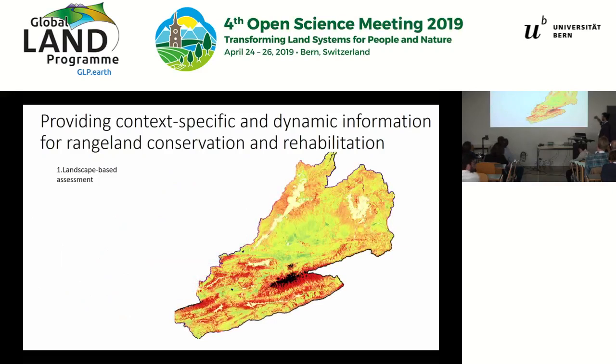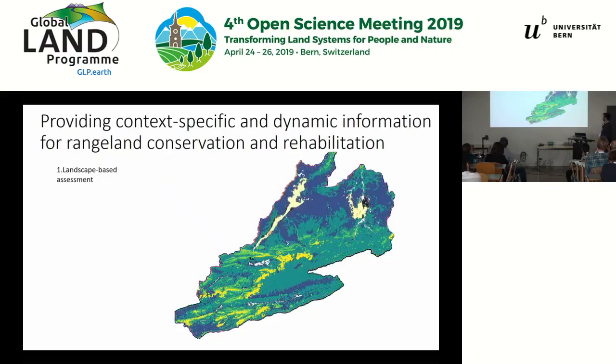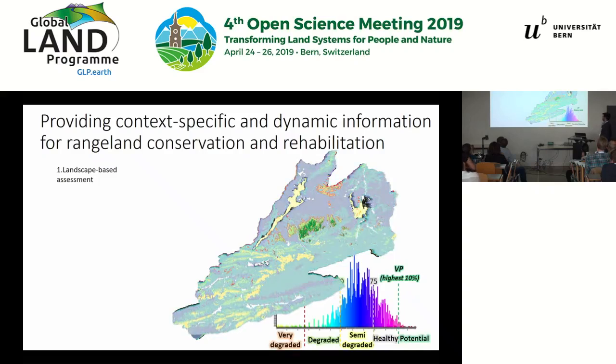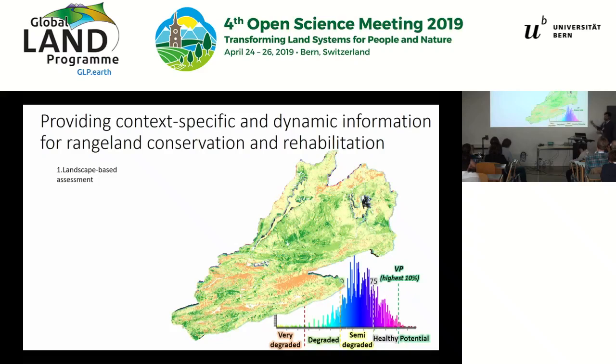And that allows us to pass from this, which is the simple NDVI, translated into biomass in kilos per 10 square meters, to highlighting a certain landscape unit, observing the variance in the distribution of NDVI within this landscape unit and categorizing it from very degraded to potential areas. We repeat this for all the landscape units in the area, and we obtain quite a different picture.